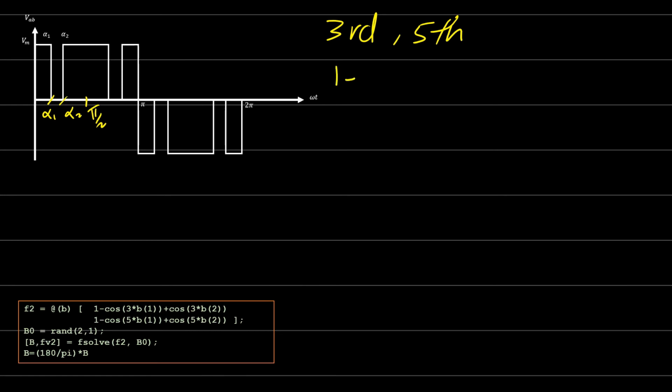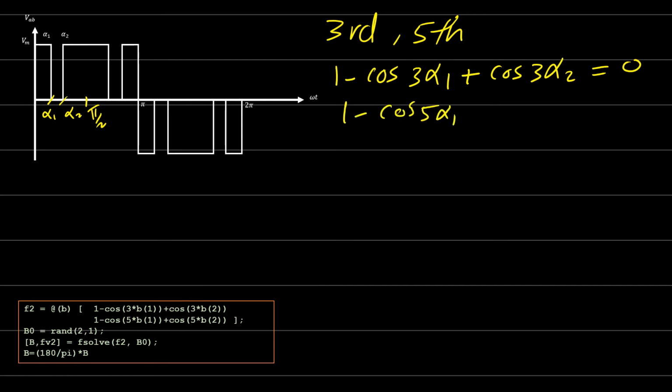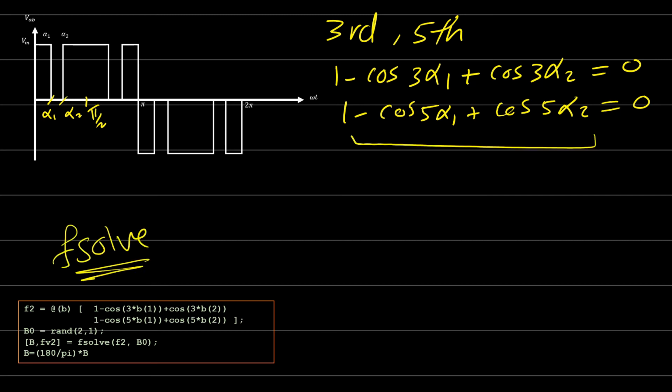So we can say 1 minus cosine 3 alpha 1, here n is replaced by 3, plus cosine 3 alpha 2, and this will be equated to 0, and here 1 minus cosine 5 alpha 1 plus cosine 5 alpha 2, and this will be equated to 0. Again, we can use the same function here, if solve on MATLAB, and obtain by iterations the values of alpha 1 and alpha 2.